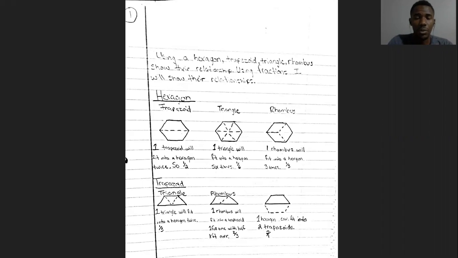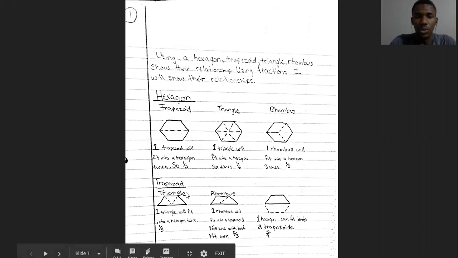Now, if I were to put one triangle inside of a hexagon, it would be able to fit inside the hexagon 6 times. So there's 6 possible spaces, but we only have one triangle. So that will leave us with 1/6. 1/6 is the triangle because only one triangle will fit. 6 triangles will fit inside of a hexagon, and we only have one.